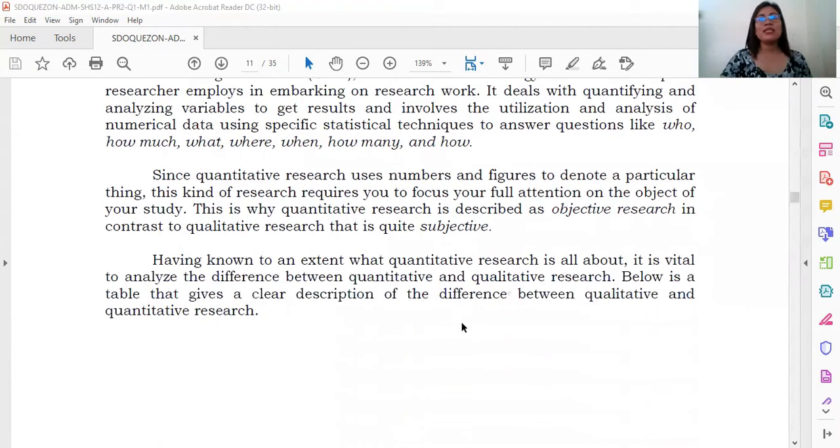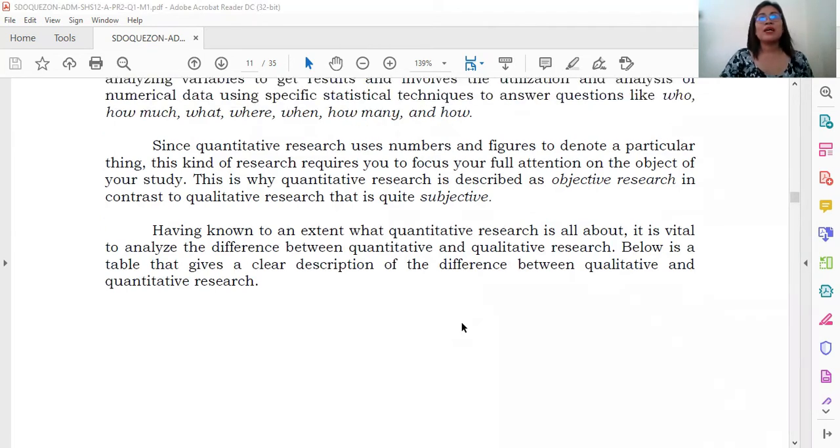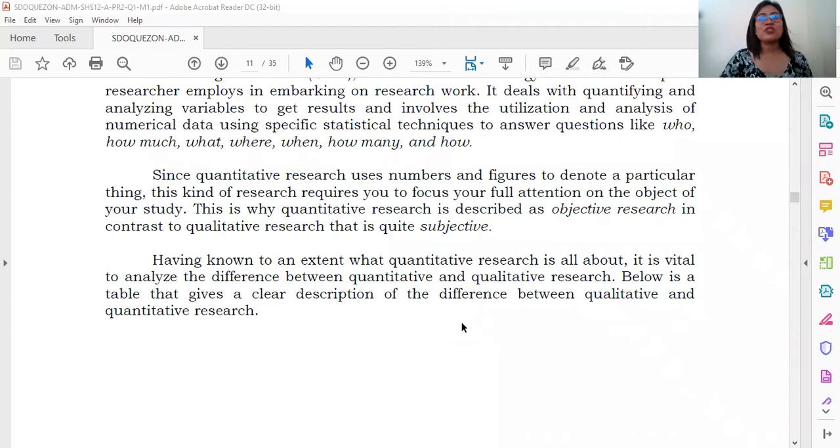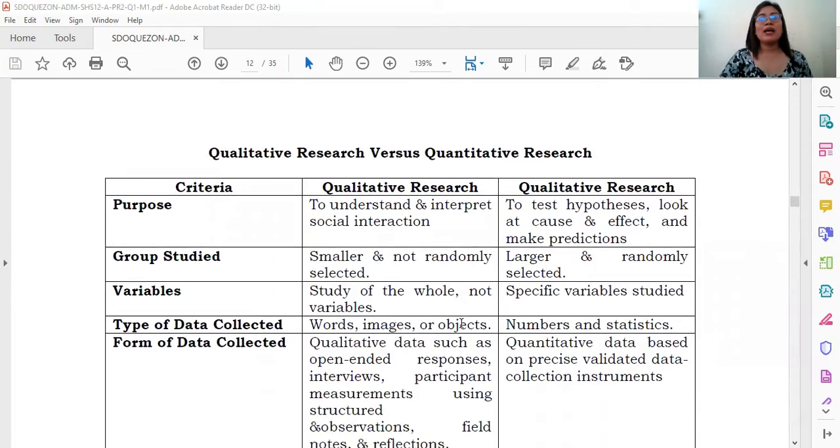If you read the following discussions, you will understand that quantitative research is described as objective research, in contrast to qualitative research, which is subjective. Moving on, you will also see here the differences between the two, qualitative and quantitative research. You will see that there's a typographical error in your module.